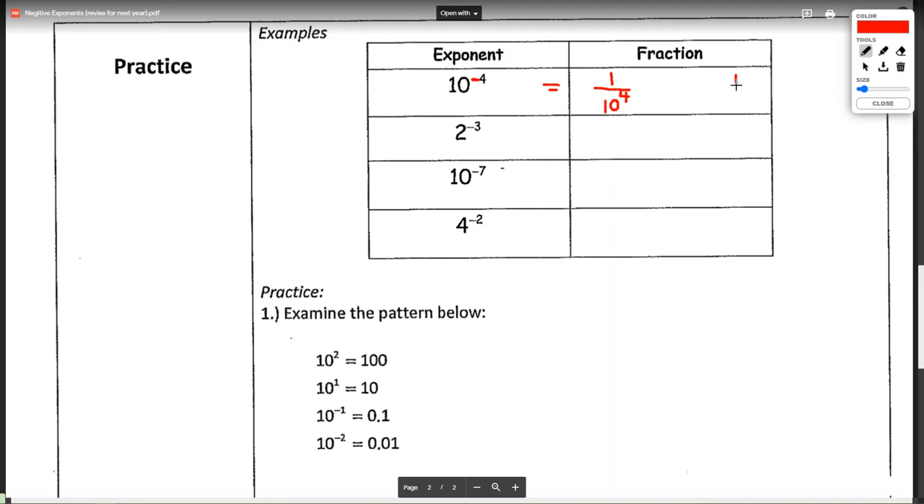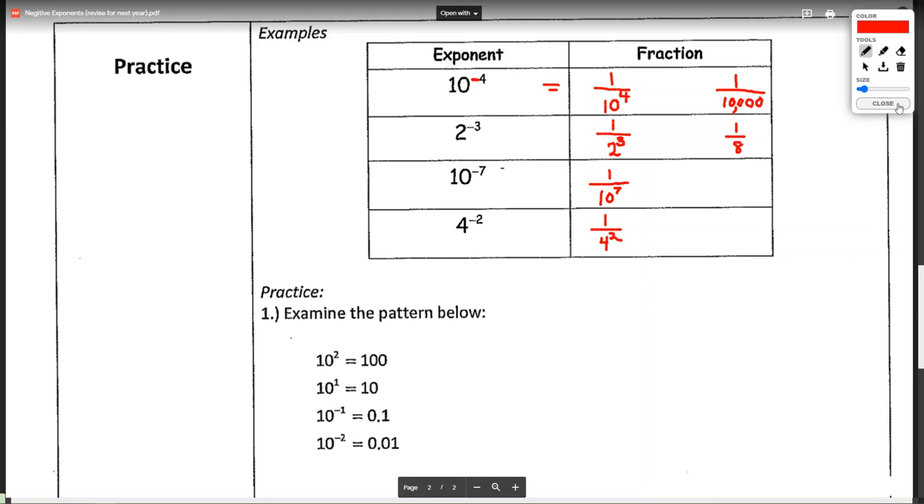Okay, and that's equal to 1 over a 1 with 4 zeros. 1, 2, 3, 4. Okay, 10,000. So these are equal to each other as well. 2 to the negative third, 1 over 2 to the positive third. Okay, 2 to the positive third is 8, so that's 1/8. 10 to the negative second goes right in the bottom. Usually if they ask you to write it as a positive exponent, they want this form. Okay, and 4 to the negative second is 4 squared in the bottom.